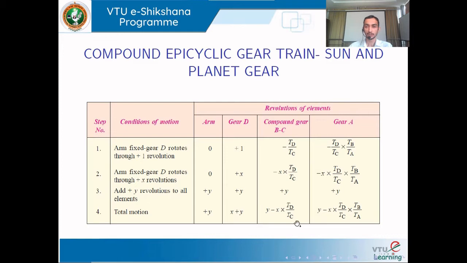Using these equations, you can find out the revolution of each of the elements. A few conditions would be given, such as what the arm rotation would be, or let us say gear A is fixed or gear D is fixed. In such a case, x plus y becomes 0 if gear D is fixed. Using those conditions, we'll be able to find out the remaining rotations for the different gears. I'll try to demonstrate this with a problem.